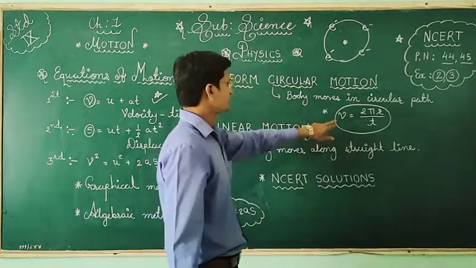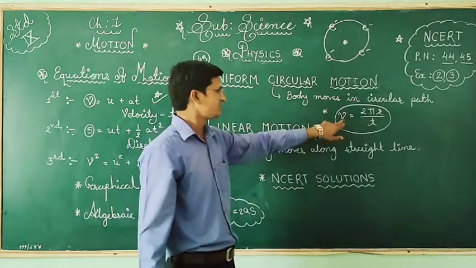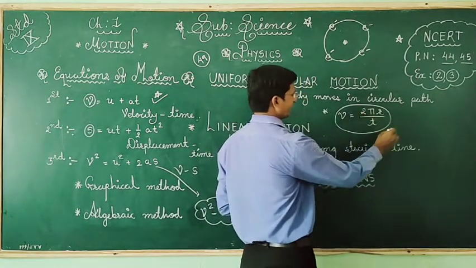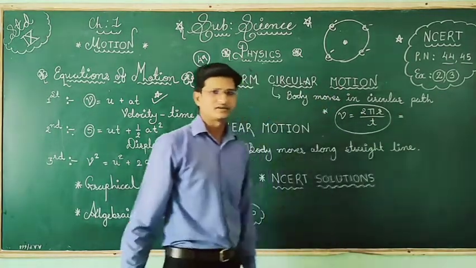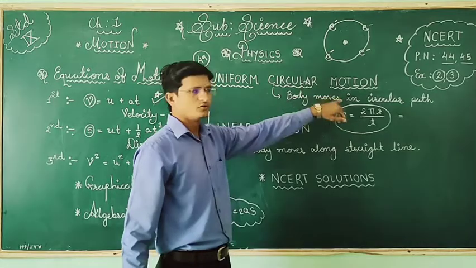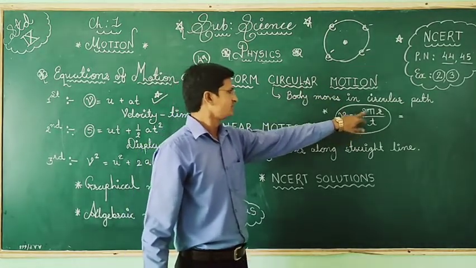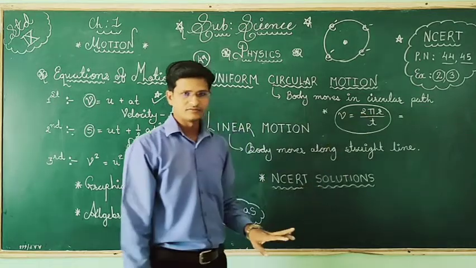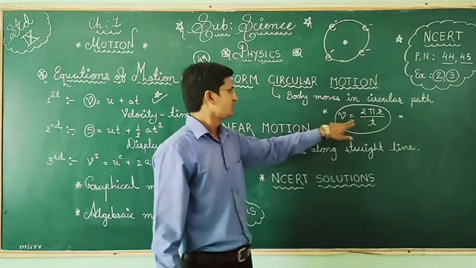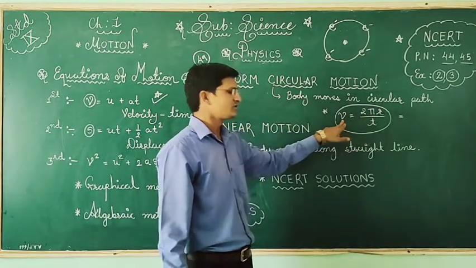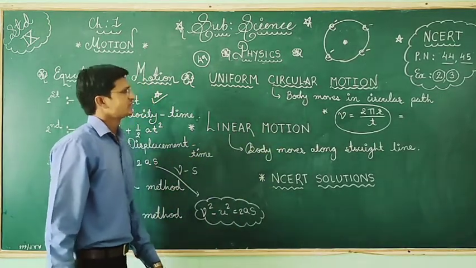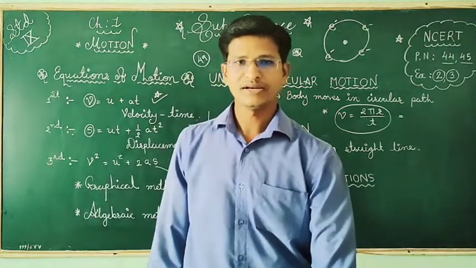In the circular motion of the body, the speed of the body will be distance upon time. The distance is 2 pi r for the circle, therefore speed is 2 pi r upon t. We can use this formula for circular motion. Speed of the body in circular motion is 2 pi r upon t, where 2 pi r is the circumference of the circle, t is the time, and this is the speed of the body. In linear motion, the body moves in a straight line. These are the important things about circular and linear motion.